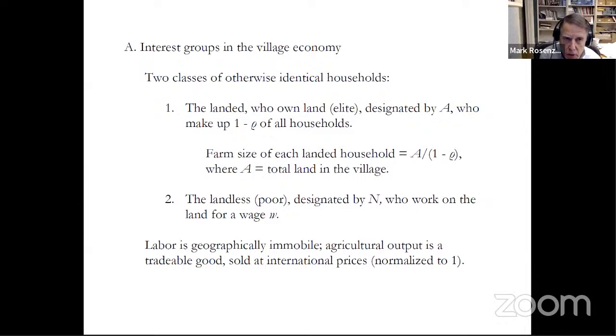So as I said, there's the two classes of interest groups who are otherwise identical. They're just differentiated by whether they own land or not, which we're going to assume to be exogenous. So there's a rho fraction of households that are landless. There's a fixed amount A of land for the village. So the farm size of each landed household is going to be A, divided by 1 minus rho, the fraction of households that are landed. We designate the landless by N and the landed by A. The landless work on the land owned by the landed, and they work for a wage, W. So labor is geographically immobile, so we're going to treat the village as the labor market. Output is a tradable good, so we're not going to worry about the endogenous price of the agricultural output.